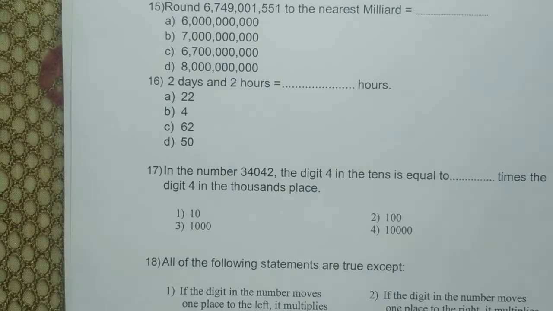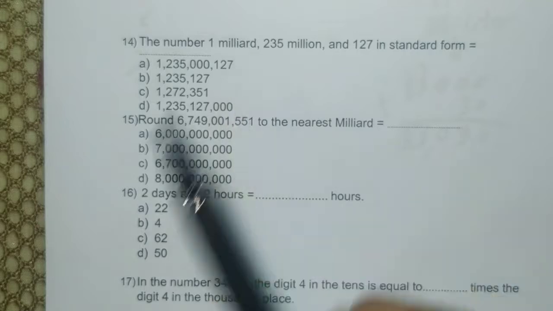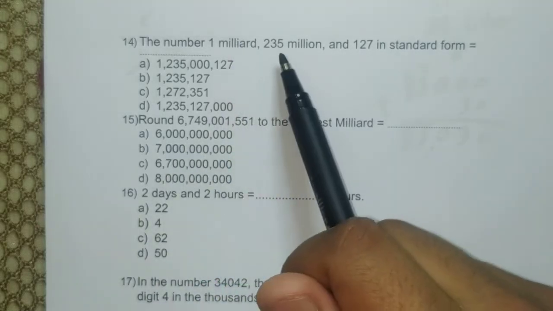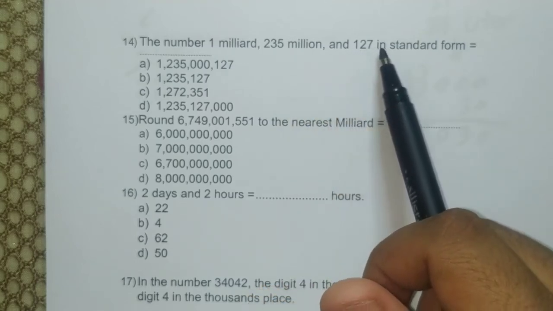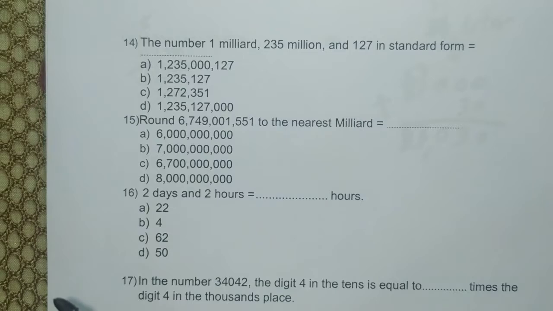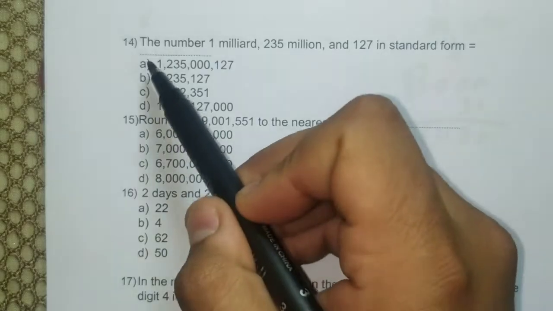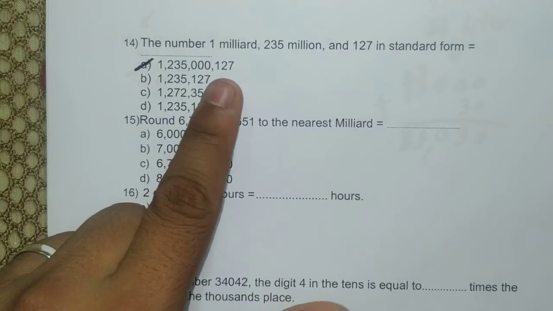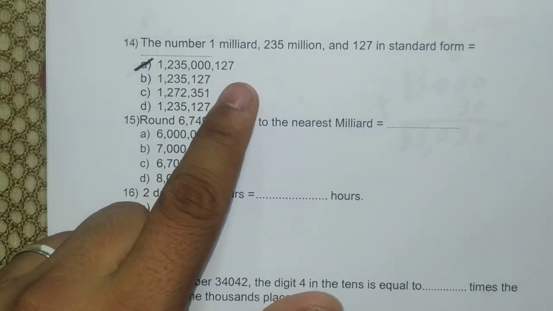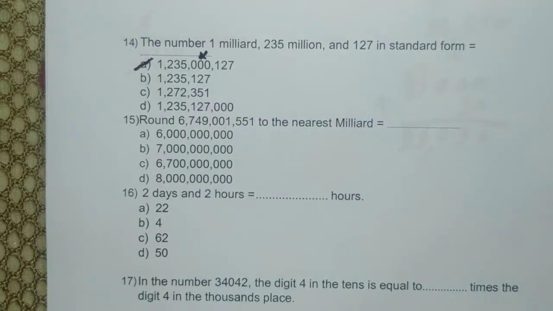Another example. The number 1 milliard 235 million and 127 in standard form equals number A. 1 milliard 235 million and 127, because I don't have any numbers in thousands places.